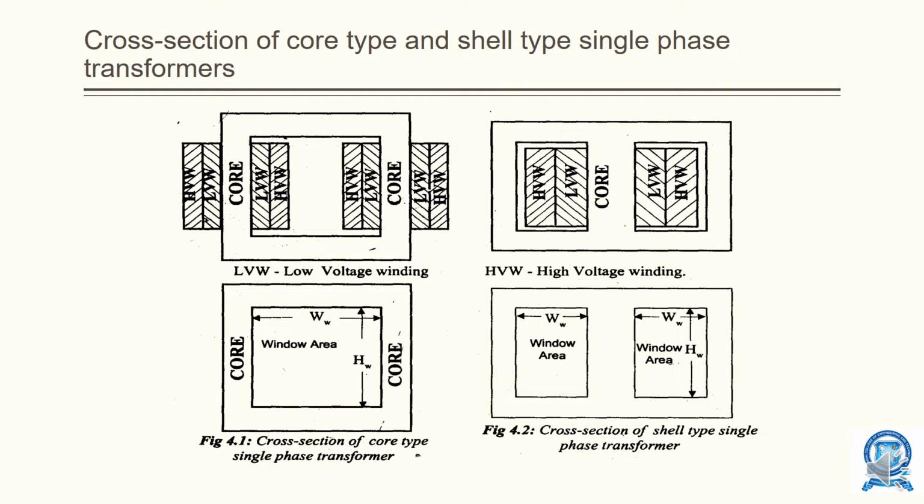See here, you can see the cross-sectional view of core and shell type transformer. The first one is core type and the second one is shell type transformer. So here you can see, that is what I mentioned in the previous slide, the low voltage winding will be nearer to the core. See here, the low voltage winding will always be nearer to the core, whereas the high voltage winding will be away from the core. Okay, so this is the core of the core type, and this one is the shell type.